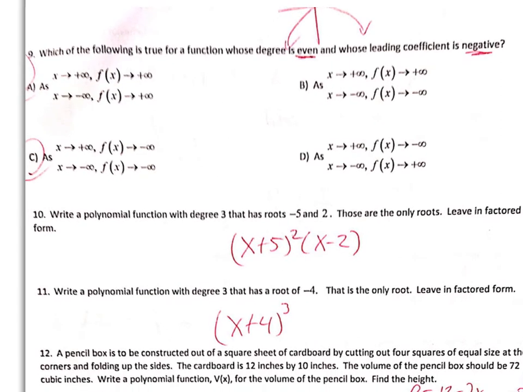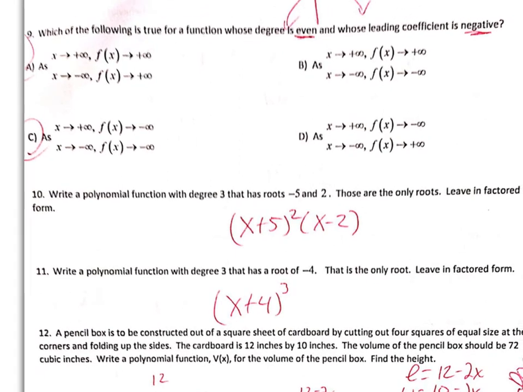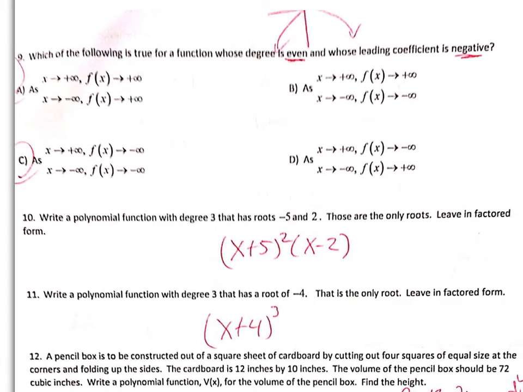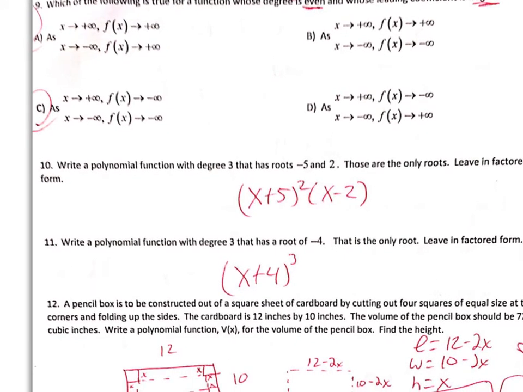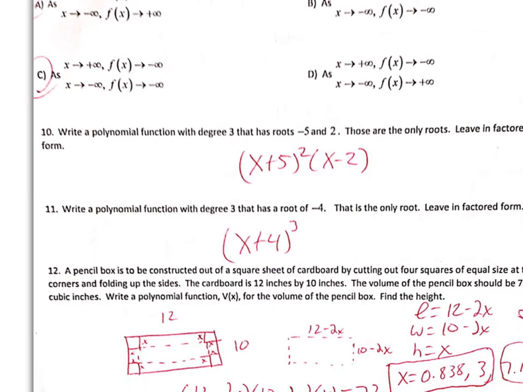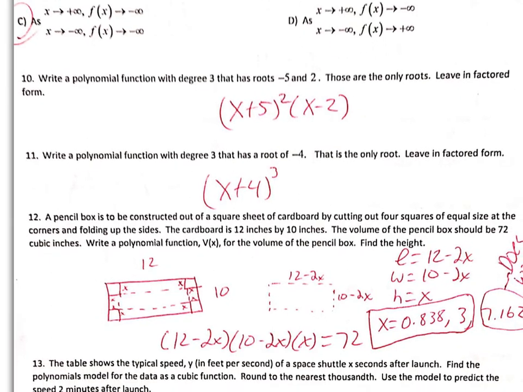On the second page, number 9, which of the following is true if the degree is even and the leading coefficient is negative? It means it's going to start down and end down. So letter C, f of x will go to negative infinity in both circumstances.